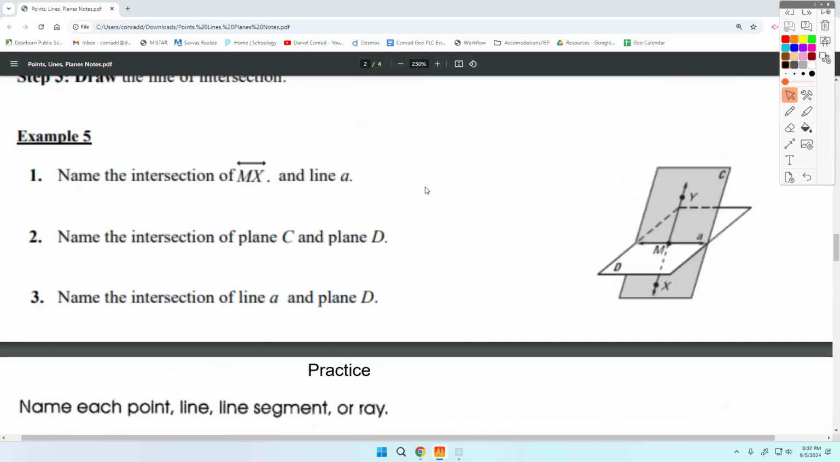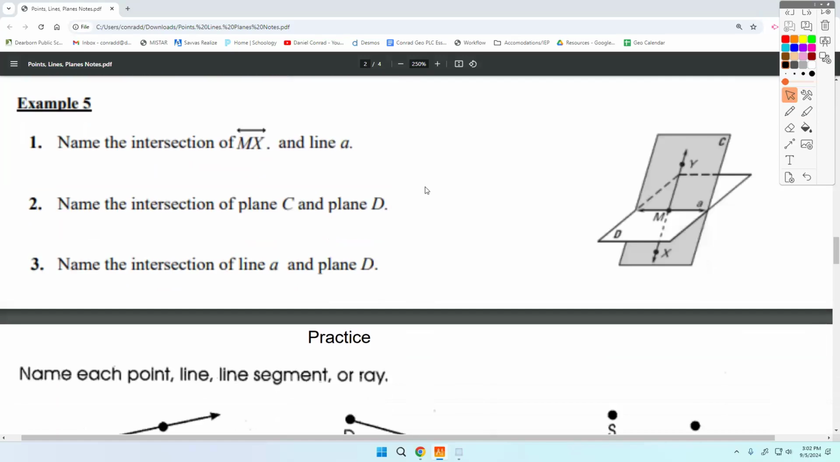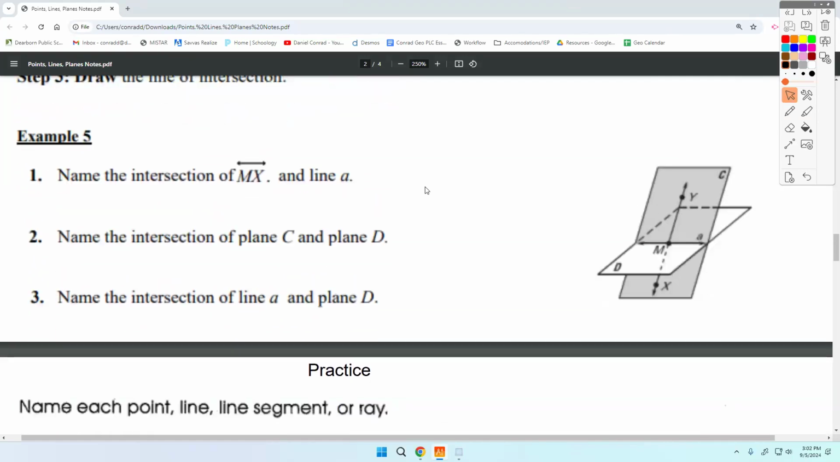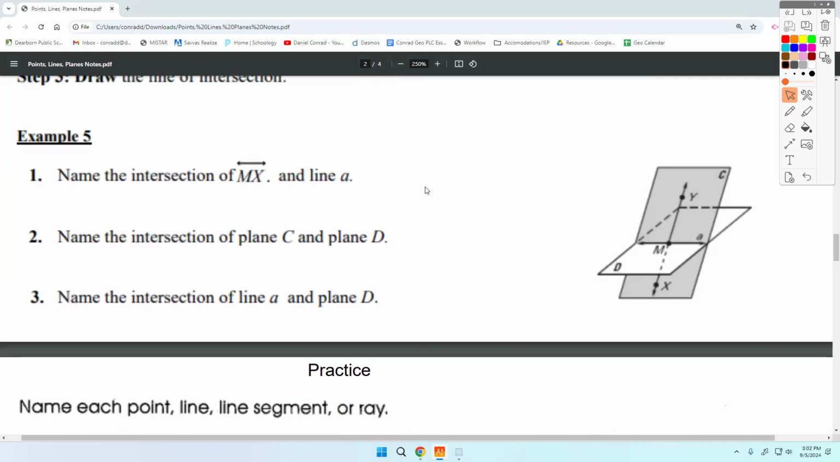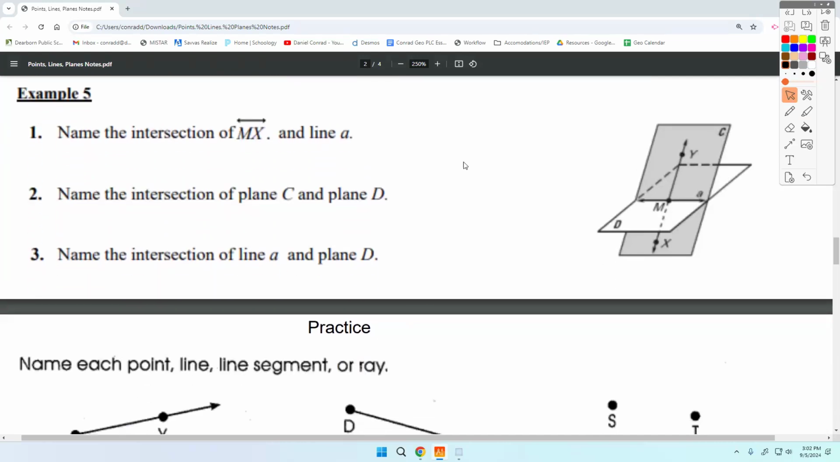All right. Name the intersection of line MX. So here's line MX, and line A. Where these two intersect is right here, which is point M.